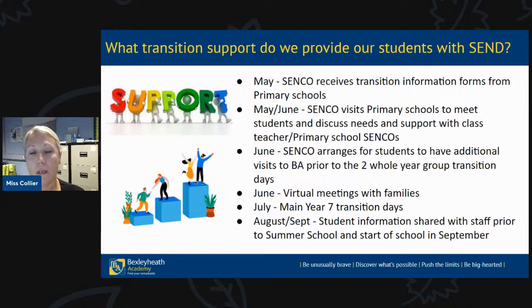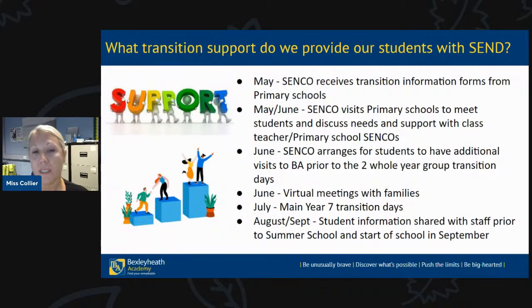In June, Mrs. Blewett will arrange for students to have additional tours, not just part of the main tours that Mr. Sparks has said we're starting next week. In June, students can come in much smaller groups, one-to-one with the SENCO, and they can have an additional tour to get them used to the site, to ask any further questions you've got. Mrs. Blewett will also then hold virtual meetings with families. And then in July, all students are invited to our Year 7 transition days, and they'll have access to Mrs. Blewett across those days as well.